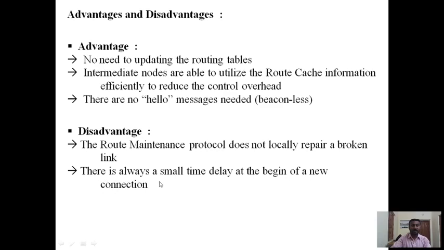Then there is always a small time delay at the beginning of a few new connections. If a new connection wants to be established, there is a small delay in time. Why? Because you have to follow the procedure from the start onwards. So these are the drawbacks in the dynamic source routing protocol. So this is the concept of the dynamic source routing protocol.